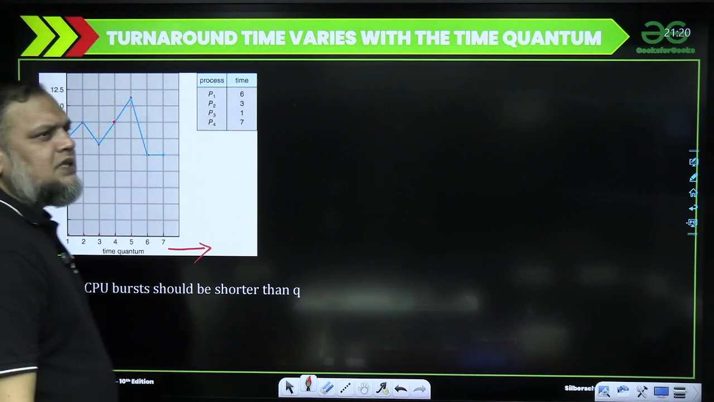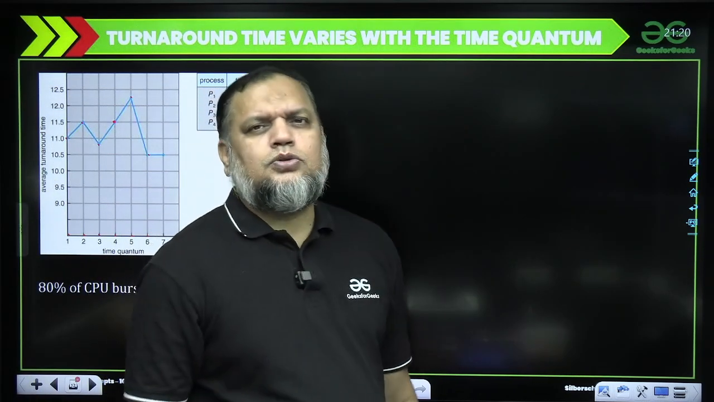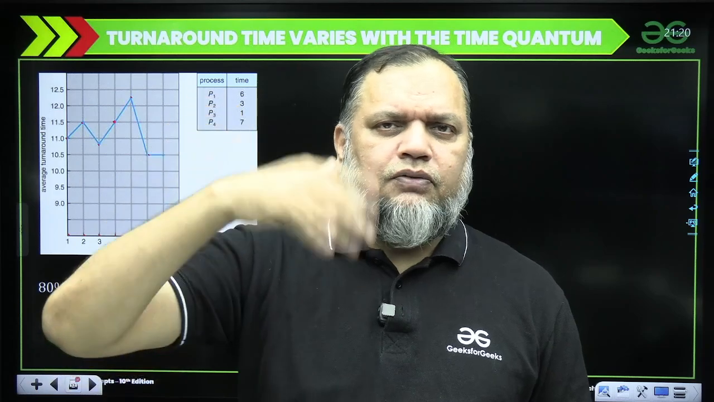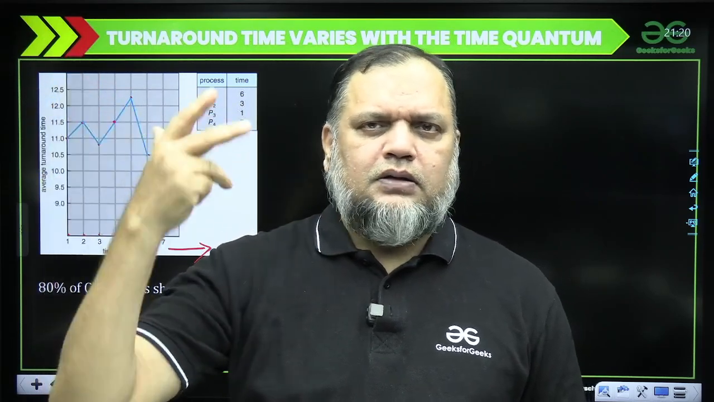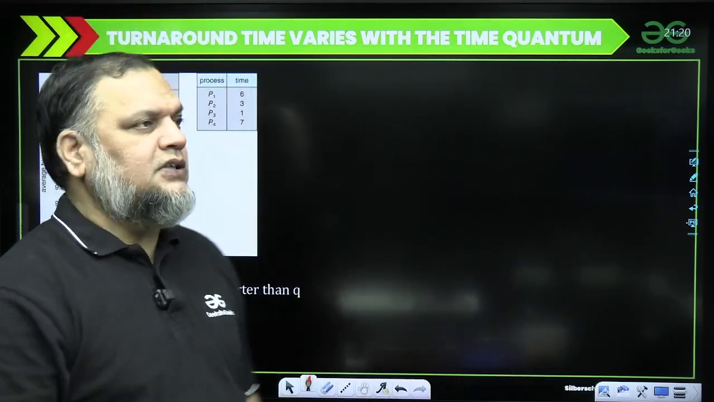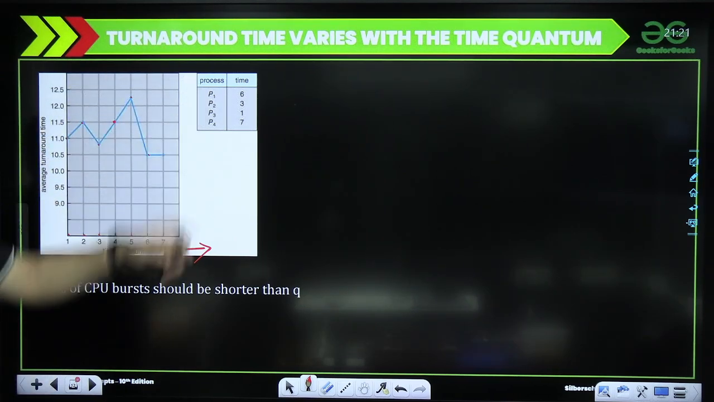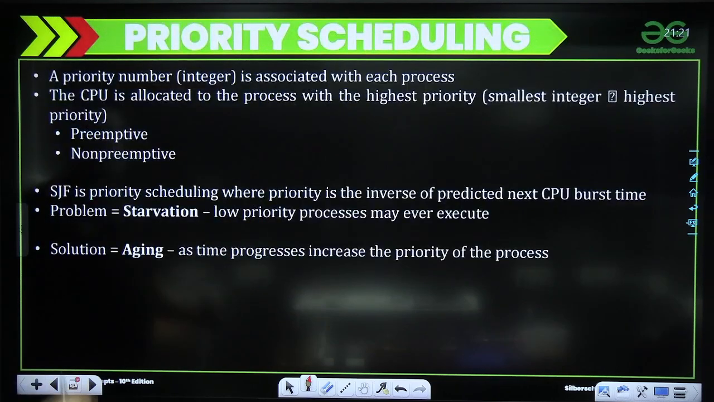So boys and girls, I am trying to say that there is no such correlation that the time quantum should increase or decrease. As you see, it's a wavy curve, sometimes increasing, sometimes decreasing. So there is no proper relationship between them. However, we say 80% of CPU bursts should be shorter than the time quantum to have a better average turnaround time. So it varies with the time quantum. That is what we want to say.